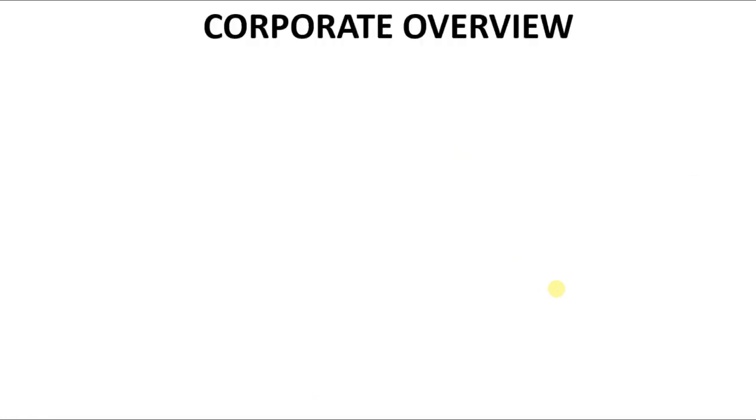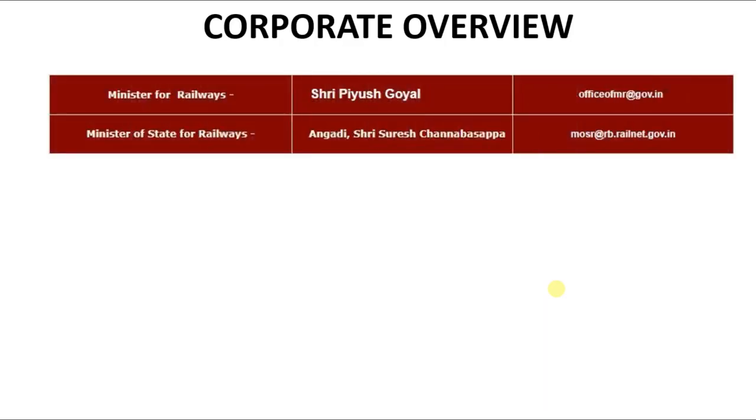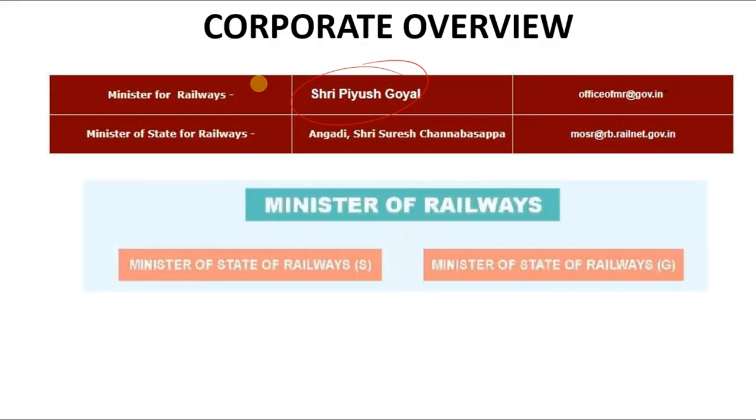Now let us look at the corporate overview of the Railway Board or Ministry of Railways. The central minister for railways currently is Shri Piyush Goyal ji, and the Minister of State for Railways is Shri Suresh Channa Basappa ji. Now the Ministry of Railways is categorized into two segments. It manages two parts. First is the State of Railways and second is the State of Railways G and S.